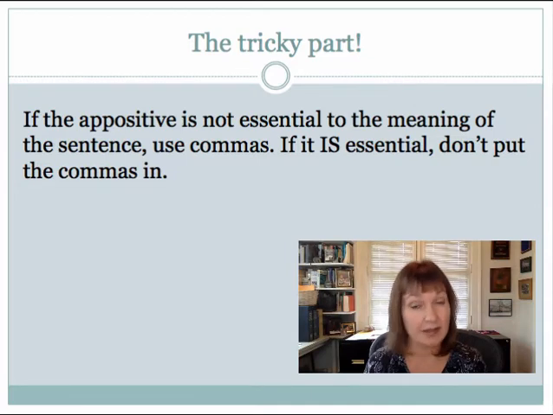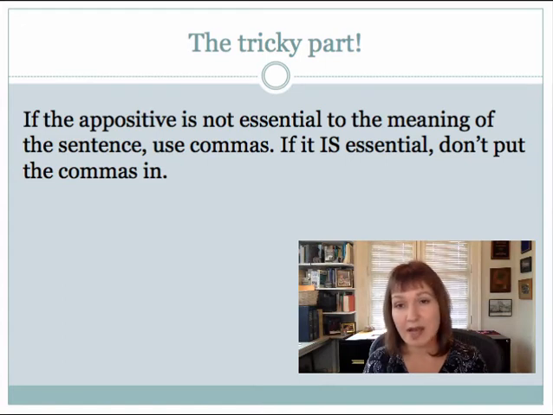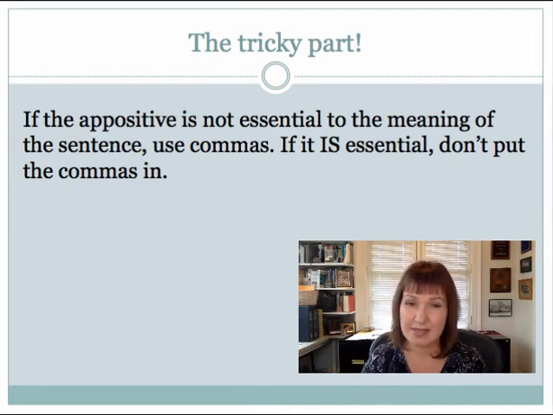handles on either side, and the sentence still means the exact same thing, then you have to have those commas in. But if the appositive is essential, don't use commas because you are basically saying, whoa, we've got to leave that part in. Now, this might be hard to imagine, so let's look at some examples.